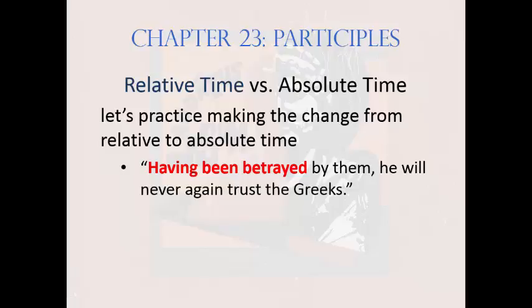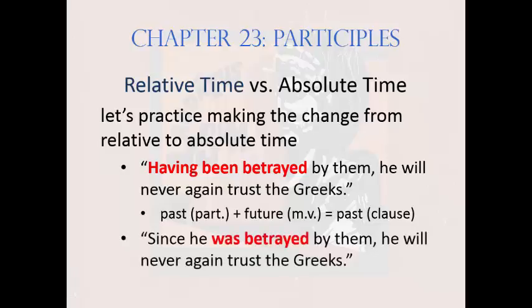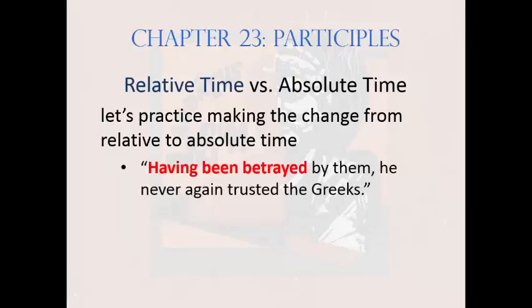Turn the participial phrase, having been betrayed by them, into a since clause, and be careful not to change the voice, please. Ask yourself, future tense main verb plus perfect participle equals what time value? That's right, past -1. Since he was betrayed by them, he will never again trust the Greeks. And one more sentence. Having been betrayed by them, he never again trusted the Greeks.